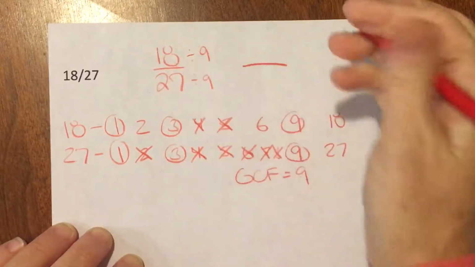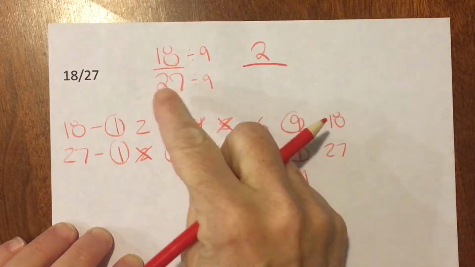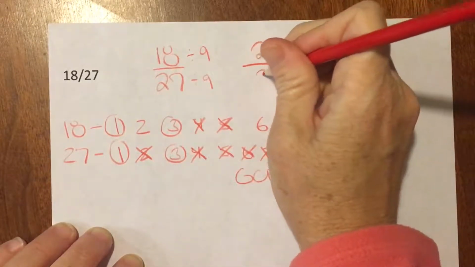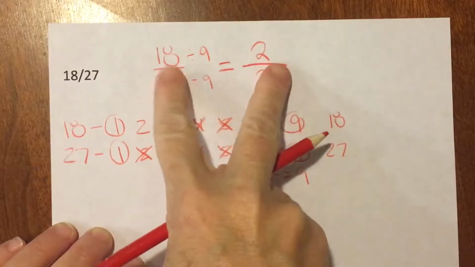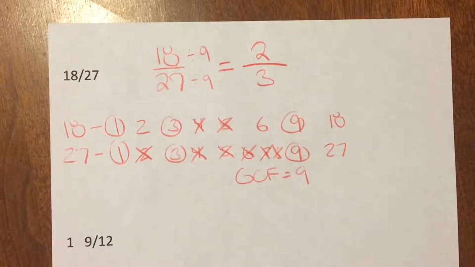So 18 divided by 9 is 2. 27 divided by 9 is 3. These are actually equivalent fractions. They're both exactly the same. They have the same value. Okay, so let's try another one.